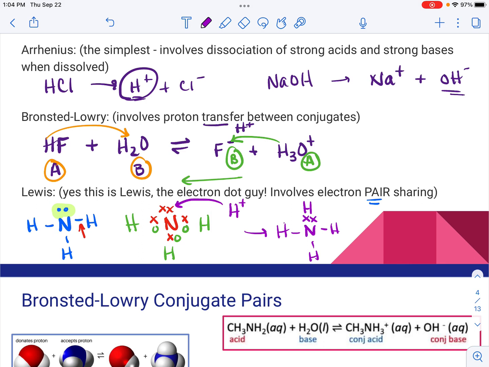So in this case, the one that donates the pair is the base. The Lewis base would be ammonia, and the one that accepts the pair would be the Lewis acid, and that would be, in this case, the H+ ion. So it's just another definition. Ammonia fits with Bronsted-Lowry and with Lewis both, but ammonia is not really, by definition, an Arrhenius base, because it can't dissociate to produce hydroxides.